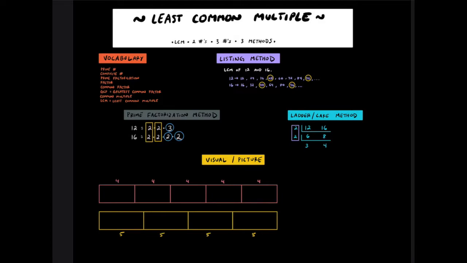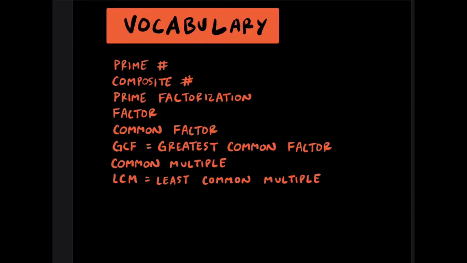I hope you'll see that prime factorizations not only help us find all the factors of a number, but also can be used to find the GCF and LCM quickly as well. Let's get into it. The first vocabulary word I'll be referring to are prime numbers. Remember, some common prime numbers are 2, 3, 5, 7, and 11.